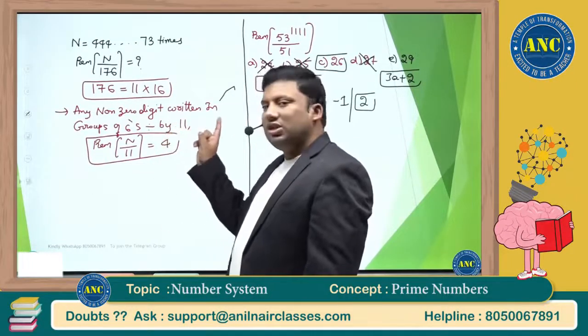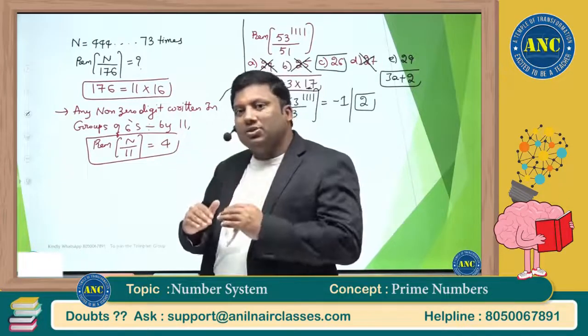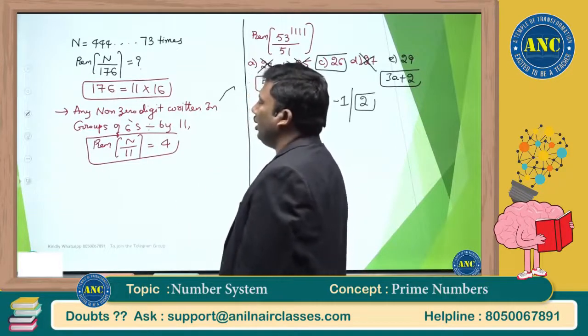Any non-zero digit written in groups of 6 is always divisible by 11. 6 times 0, 12 times 0, 72 times 0, one more 4 is left.